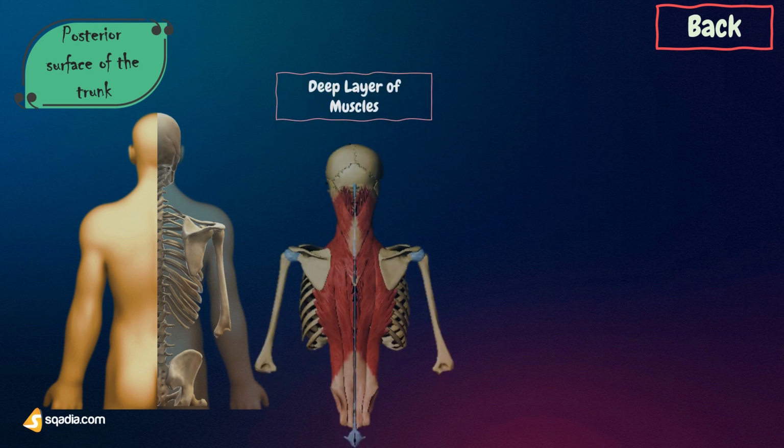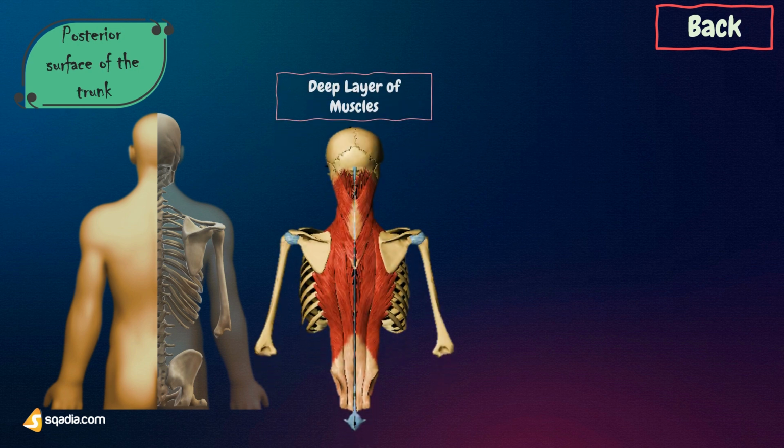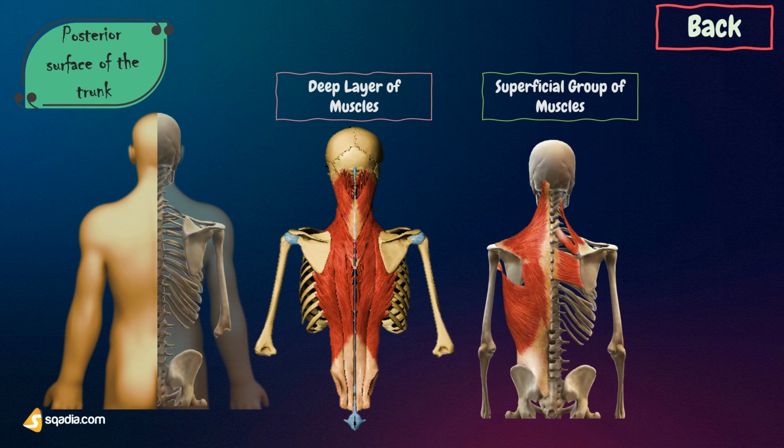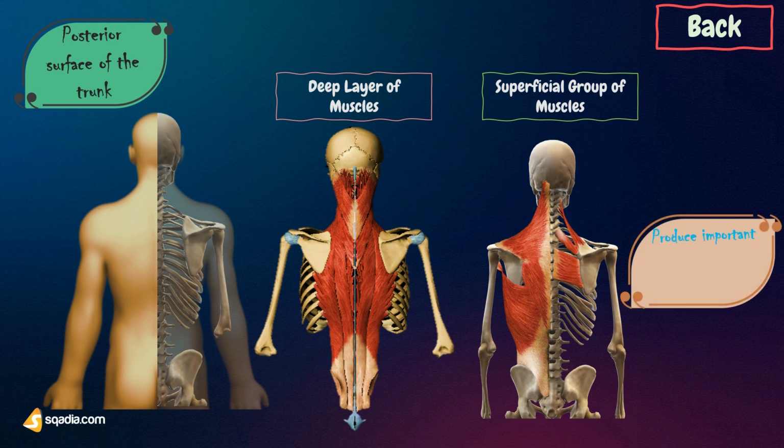Here there is a deep layer of muscles belonging to the back proper, which is studied along with the head and neck. And a superficial group of muscles belongs to the upper limb, but are placed on the back. Some of these are inserted into the scapula, while others reach the humerus.